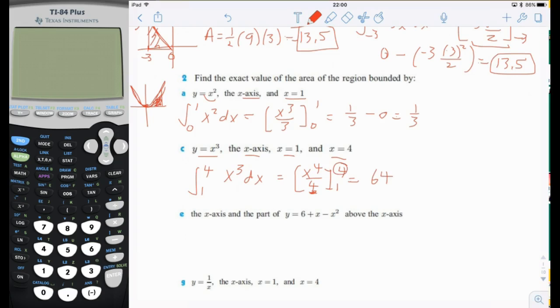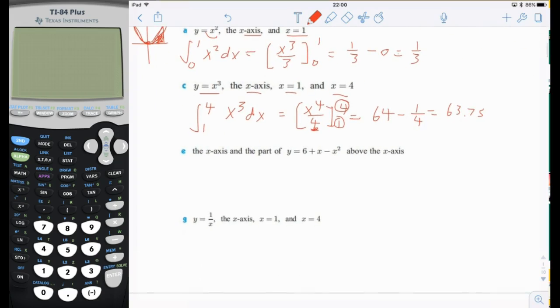What about when we plug in 1? We get 1/4. It's going to be minus 1/4. So it's going to be something like 63.75. Okay? Alright.